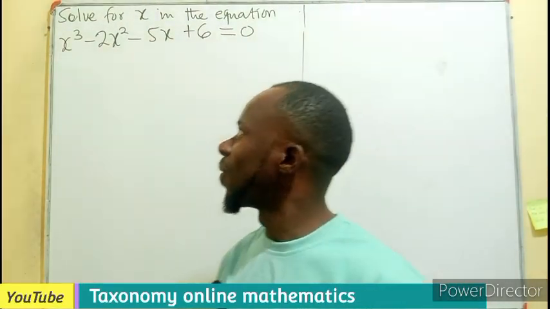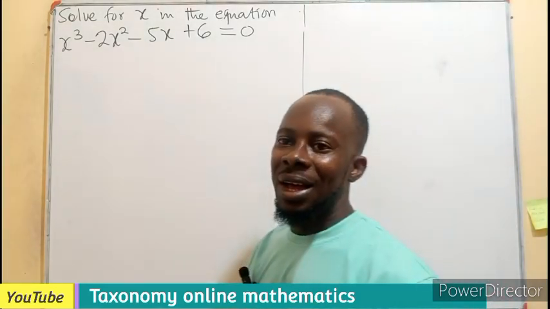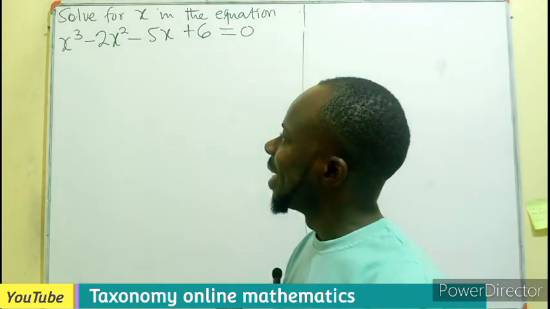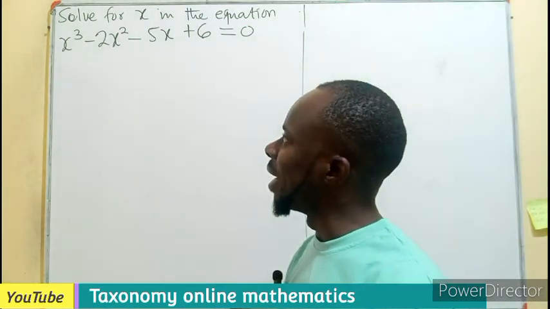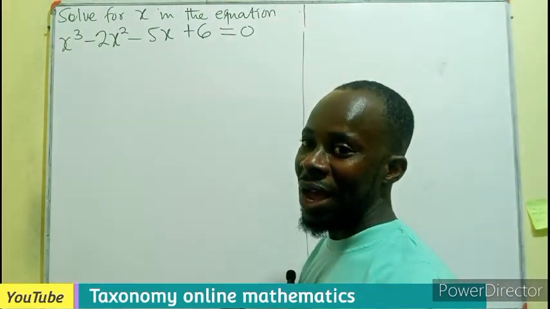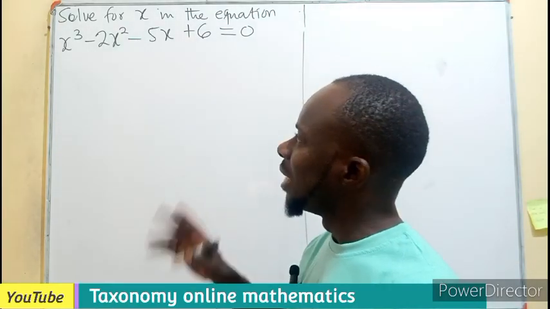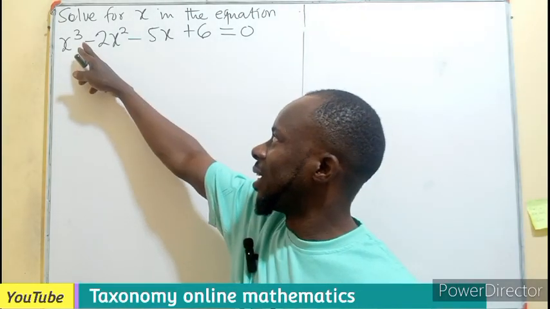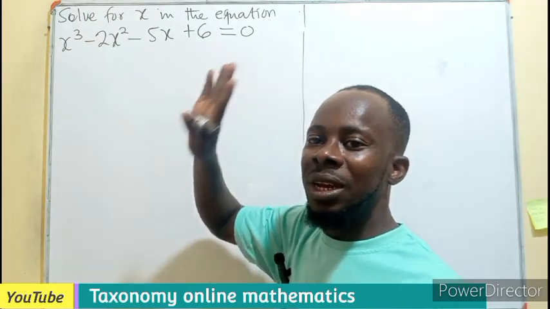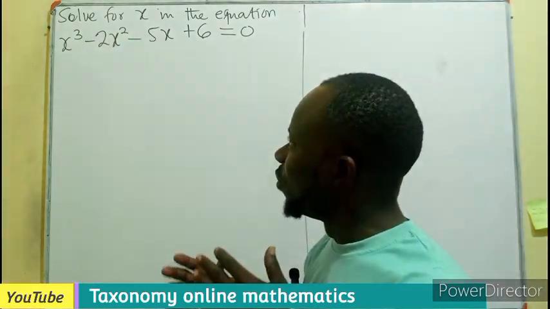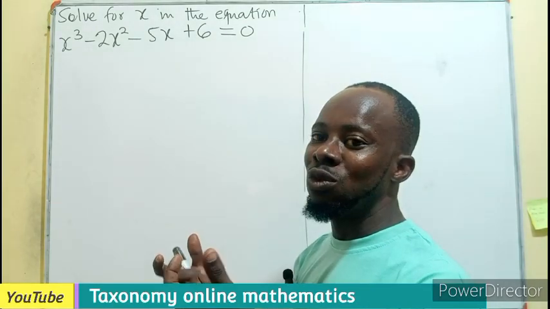We have a question on polynomial equation. We have to solve for x in x to the power 3 minus 2x squared minus 5x plus 6 equals 0. The highest degree is 3, meaning we are looking for 3 possible solutions of what? X. All right. Then we also need to do grouping method.